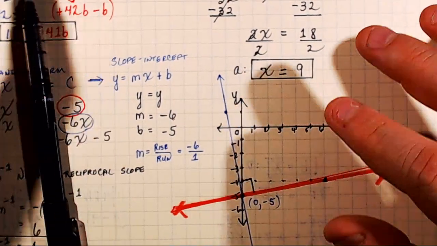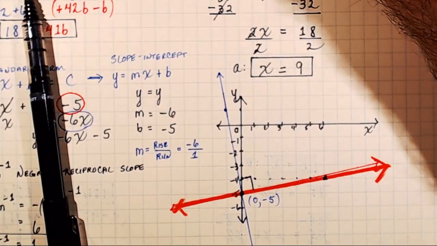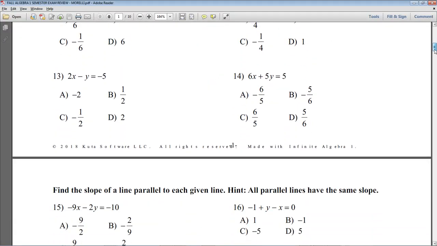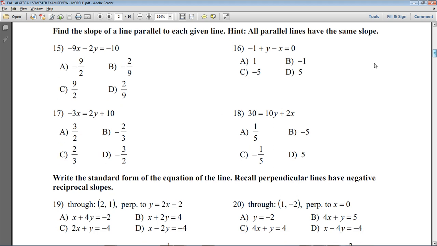Okay, and let's see what's coming up next. We'll transition back to the problem set. So before we were doing perpendicular, now we're doing parallel. It says find the slope of a line parallel to each line. So now we're on number 15. Okay, so I have number 15. And what we're given here is negative 9x minus 2y equals negative 10.